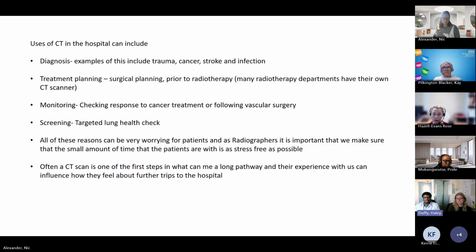If they have a bad experience with us, it can then affect the way that they feel about further trips to the hospital. So for me, I feel that radiographers don't have a long interaction with patients, but I think that our very small interaction can make a massive difference to them. It's something that I feel that we do really well. And I think it's a really good opportunity to engage with patients and make them feel much better about being in the hospital. That's CT.